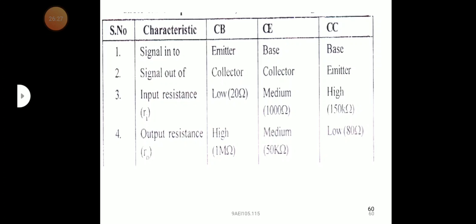So by seeing the common collector, we can say that we achieved very good input and output resistances. But the problem is that the common collector does not have a high amplification factor. That is the main thing we need. That's why we don't use that one.